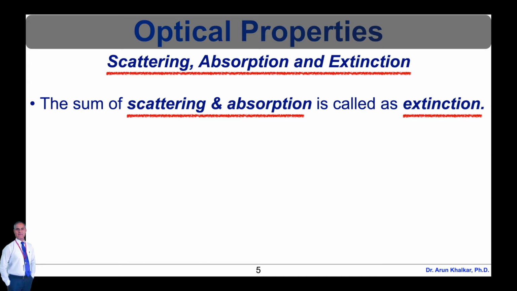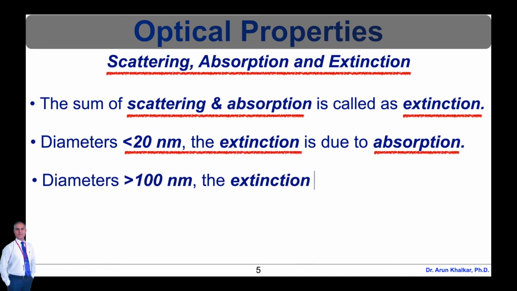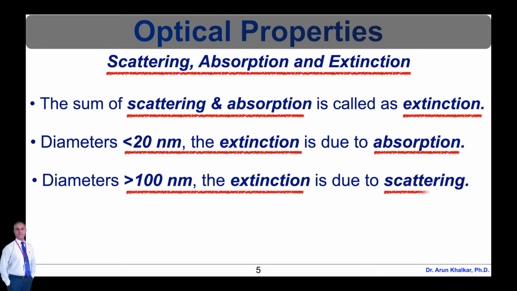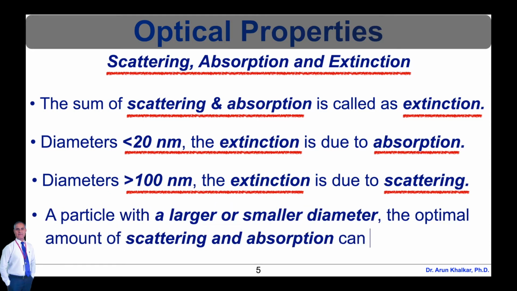Nanoparticles are in the size regime where the fraction of light that is scattered or absorbed can vary greatly depending on the particle's diameter. At diameters less than 20 nanometer, nearly all of the extinction is due to absorption. At sizes above 100 nanometer, the extinction is mostly due to scattering. By designing a particle with a larger or smaller diameter, the optimal amount of scattering and absorption can be achieved.